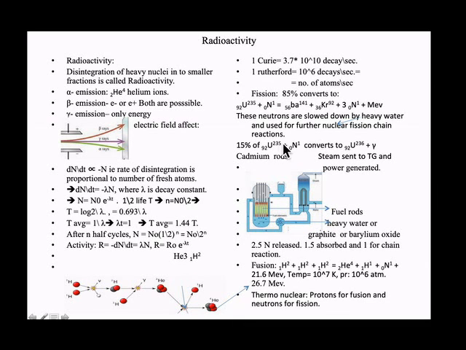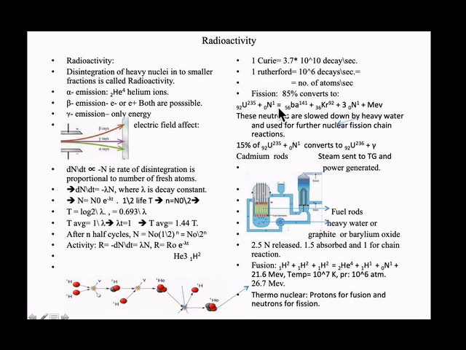But the balance 15%, these neutrons are slowed down by heavy water. In the reactor, there is heavy water. This heavy water slows down this high-speed neutron. They become slow neutrons. Then 2 neutrons will be absorbed, and 1 neutron will again be given to the U-235. Again, this reaction starts. So that's why this chain reaction continues to go on and releases heat energy.